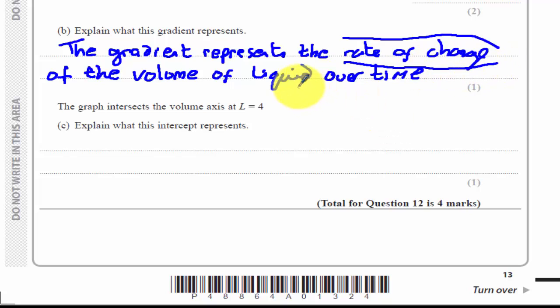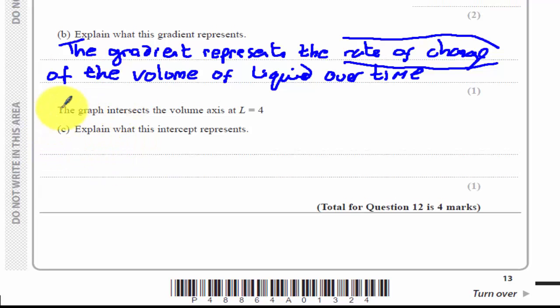Don't put any numbers in. It's not asking you to work it out. You've already done that in part A. This is asking what it means, and the gradient represents the rate of change of the volume of liquid over time. The graph intersects the volume axis at L equals 4. Explain what this intercept represents.